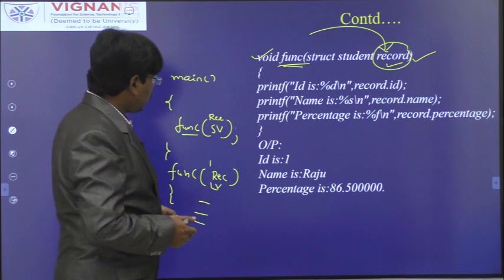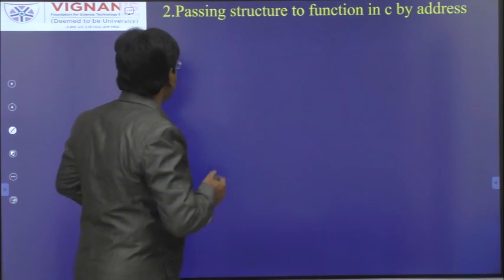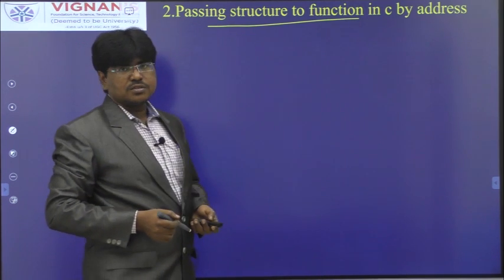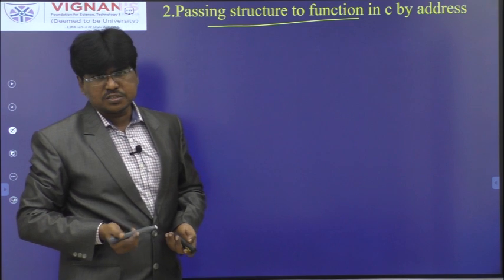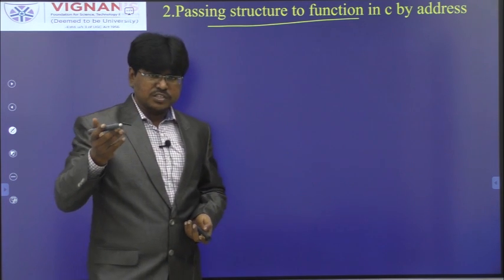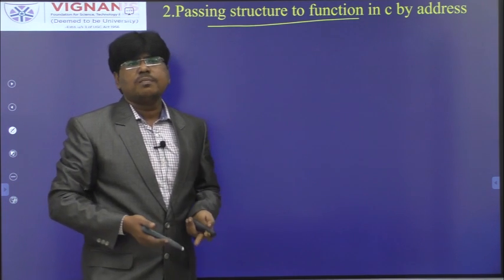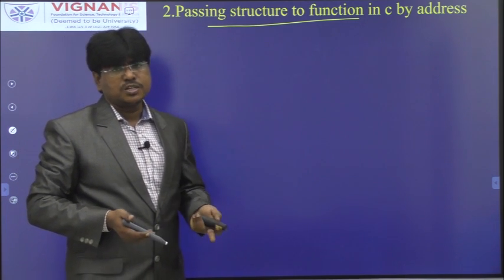Coming to the second one, which is also a very important one: passing a structure to a function by using its address. That means indirectly it is the call by reference concept. In the previous case we passed the structure variable object value. Here we are passing the structure variable, that means object address.